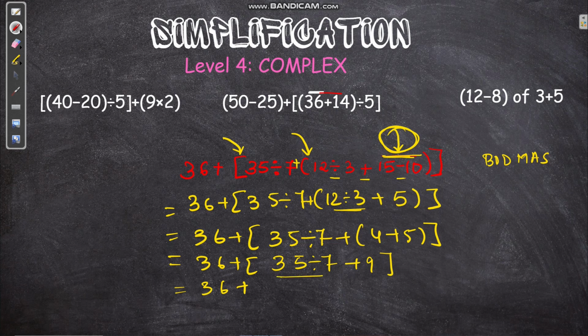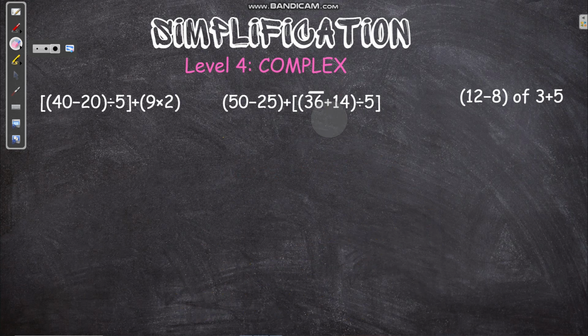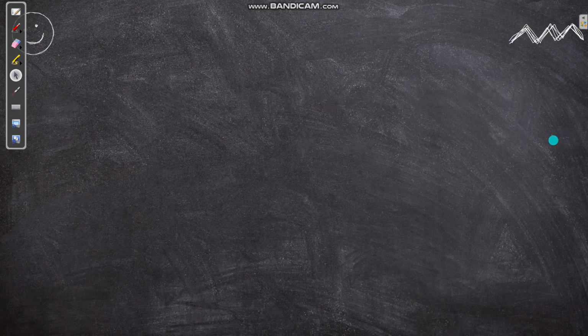Now it is very simple, 36 plus. Now I need to solve this because division comes first before your addition. So 35 divided by 7 is 5, plus 9. So this is 36 plus 5 plus 9, which is nothing but 14. So your answer is 50. So you have to be very careful. You need to solve the vinculum first, that's it, nothing else. So let's move on to the next slide. I hope you all have understood how to use BODMAS.